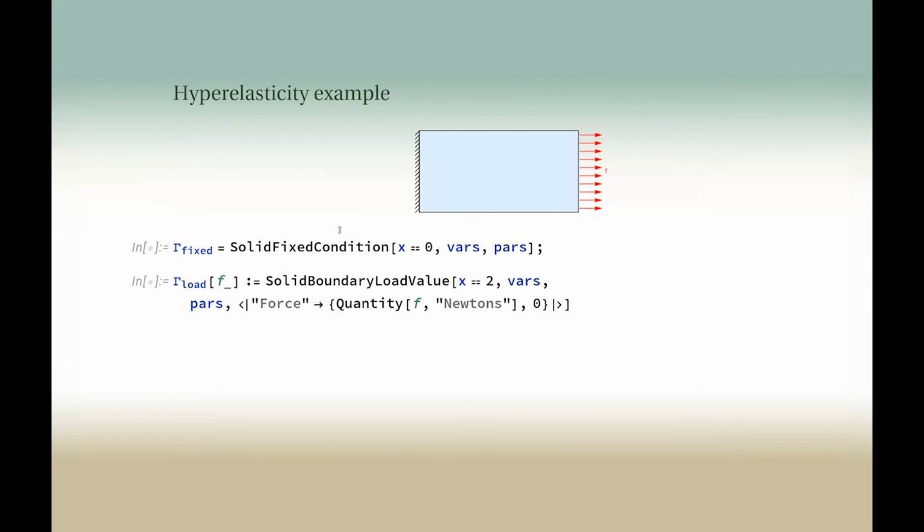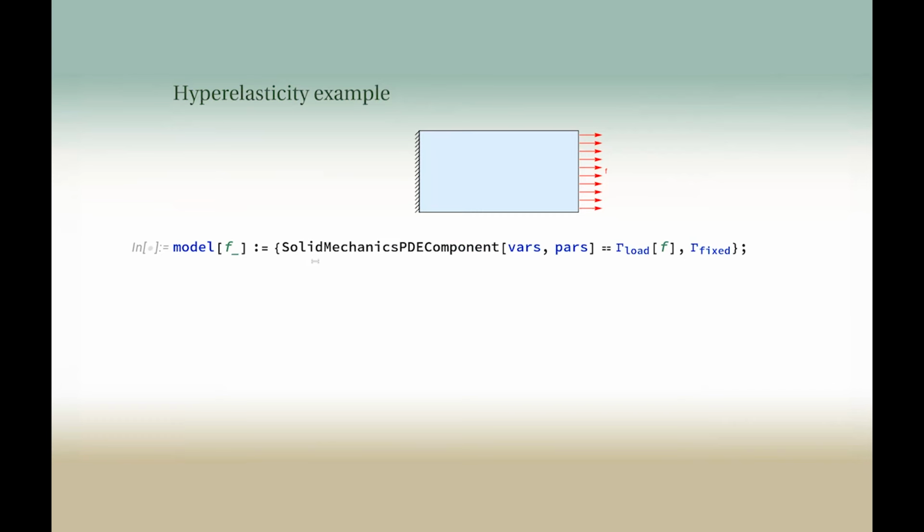Now we specify the boundary conditions. It's a solid fixed condition on the left-hand side, x equals 0, and you give the same vars and parse like before. And a solid boundary load at this edge here. And we say the force is some value F, and it goes to the right-hand side, in the direction to the right. Load is a function of F. It's this force that we're going to see used just now. So we now make a model, a function of F, this force we've talked about. The solid mechanics PD component vars parse equals the load of this force that we're going to enter just now. And the boundary condition is the fixed condition.